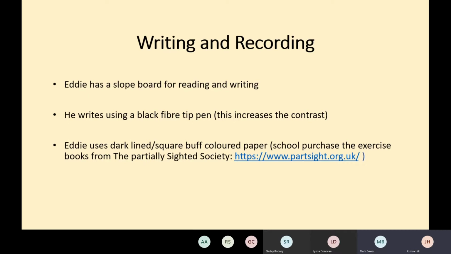He uses a black fibre tip pen to increase the contrast, but also he uses dark lined square paper. These can be obtained from the Partially Sighted Society, and they come in the same book formats that his peers will be using in class, the difference being that his will have the buff coloured paper and the dark lines on them. By using the black felt tip pen, if he goes over that black line, he is not going to lose it in the same way as he would lose it using the pencil, as we saw in the previous slides.